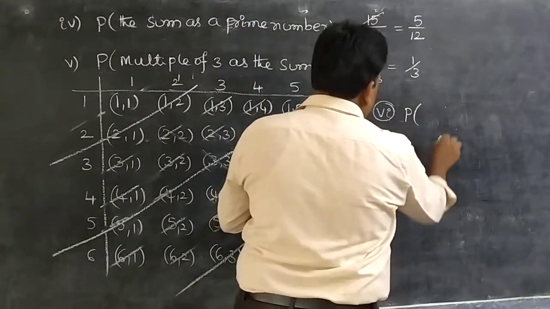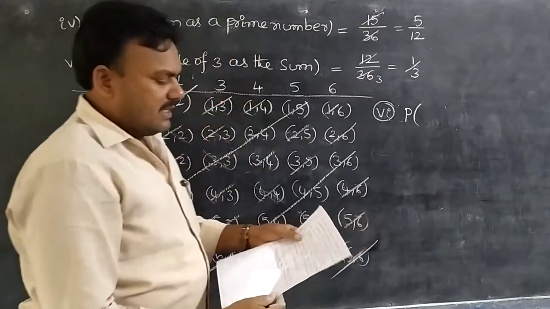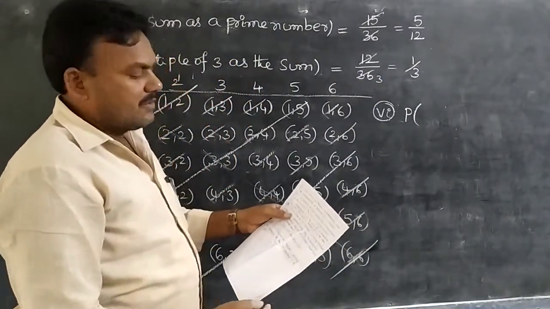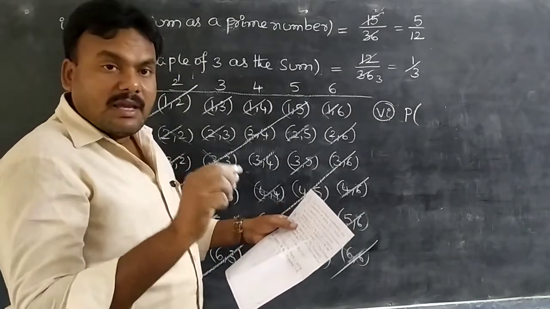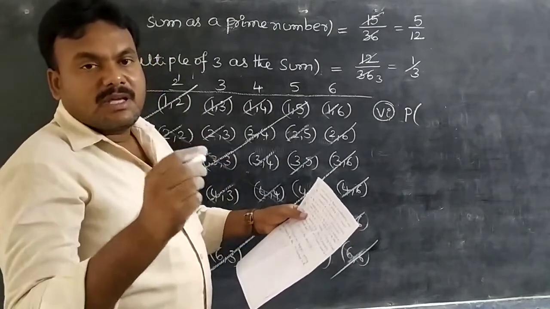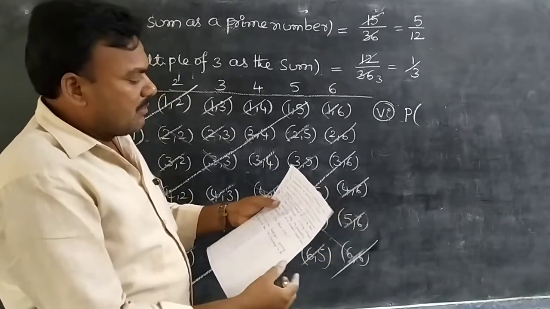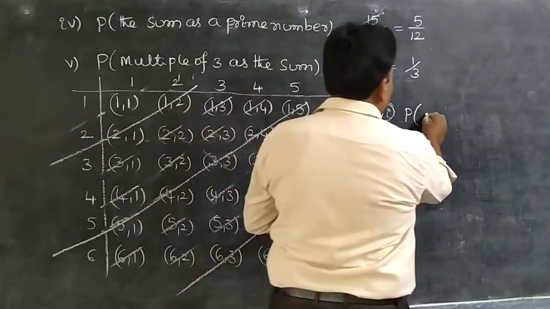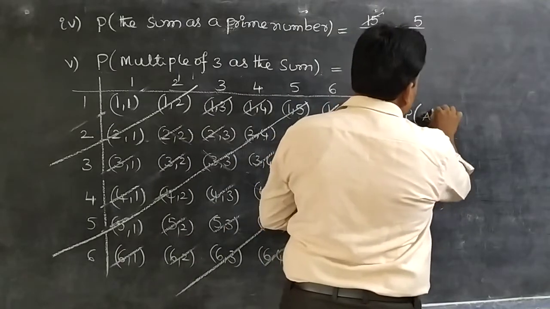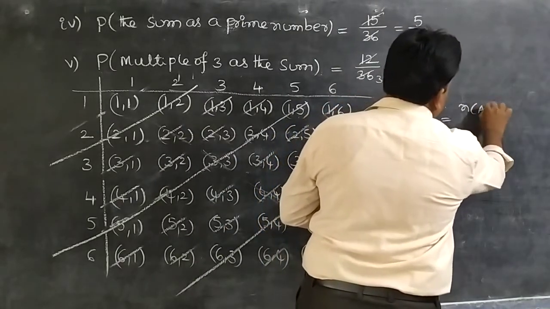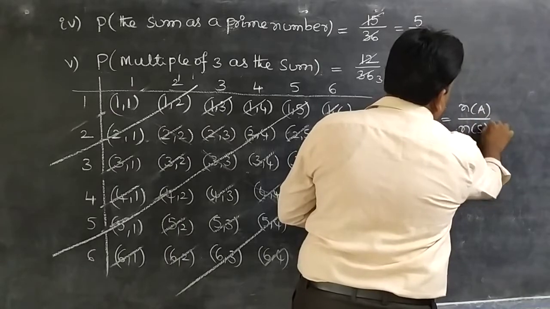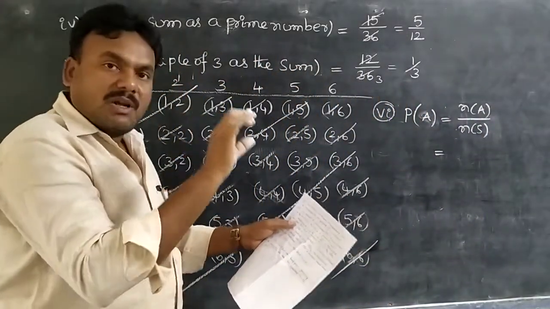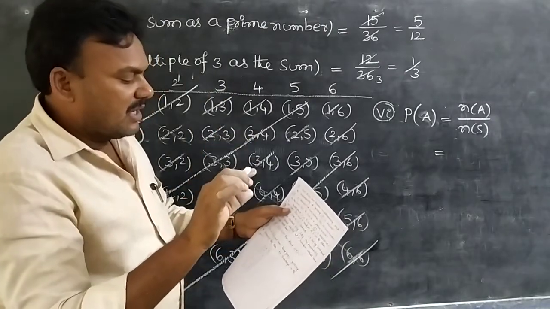Let A be the event of getting a multiple of 2 on one die and a multiple of 3 on the other die. We take directly P of A equals N of A by N of S. Then one face is a multiple of 2, the other face is a multiple of 3.